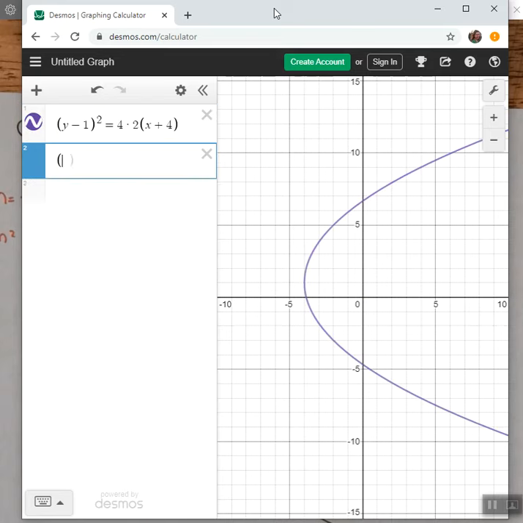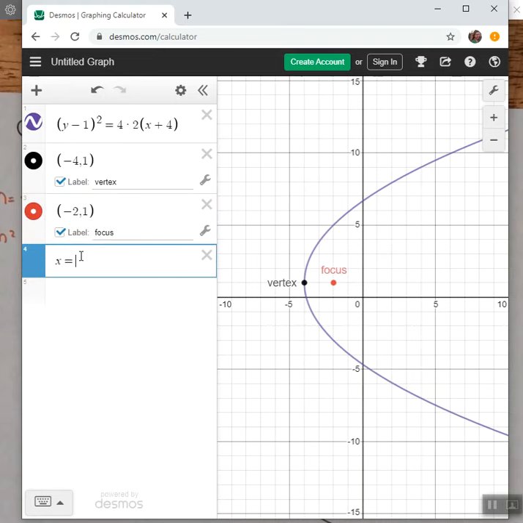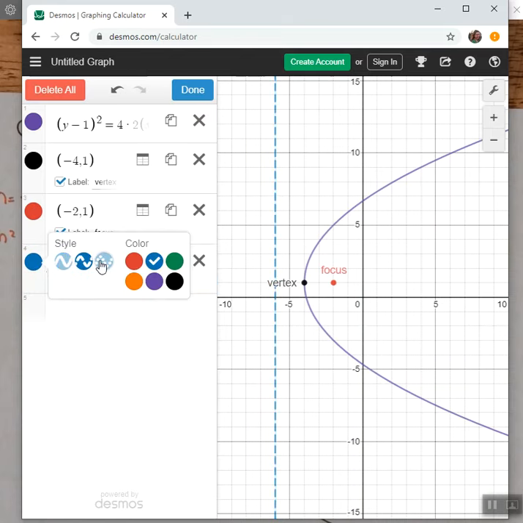And we have a vertex at negative 4, 1. And I can even label these. That's our vertex. And then I have my focus at negative 2, 1. And so that's the focus. And then we have x equals negative 6 as our directrix. And again, that's not part of the graph, so we're just going to dash that in.